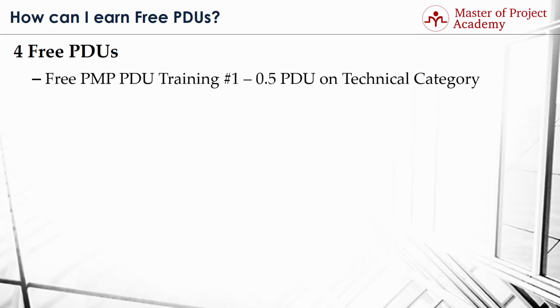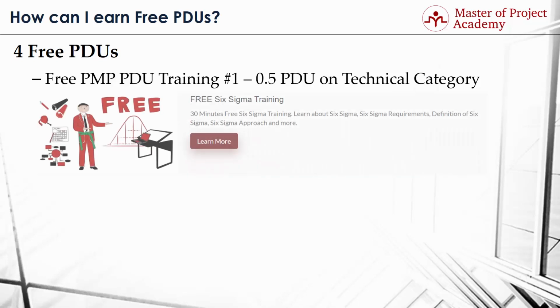Free PMP PDU training number 1, 0.5 PDU on the technical category. The first free PMP PDU training is free Lean Six Sigma training. This training will help you to learn the basics of Lean Six Sigma. You will have the knowledge of what Six Sigma is, the Six Sigma approach, the history of Six Sigma, and the famous DMAIC process of Six Sigma. Once you've completed this free PMP PDU training, you can submit 0.5 PDUs for the technical category. You can find the link of this free PMP PDU training in the description area of the video.